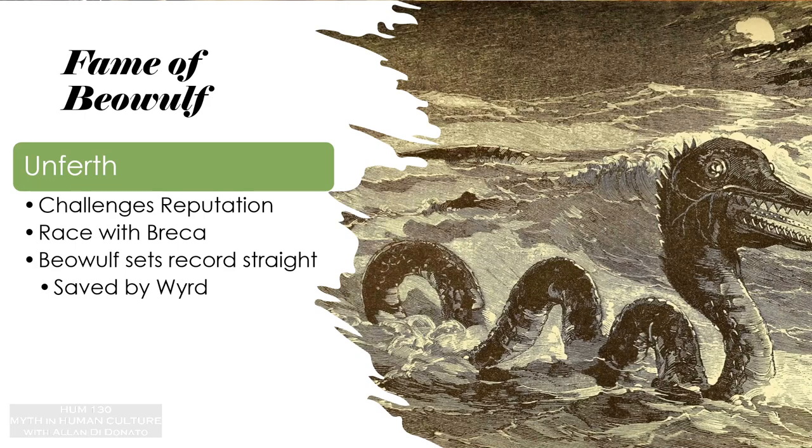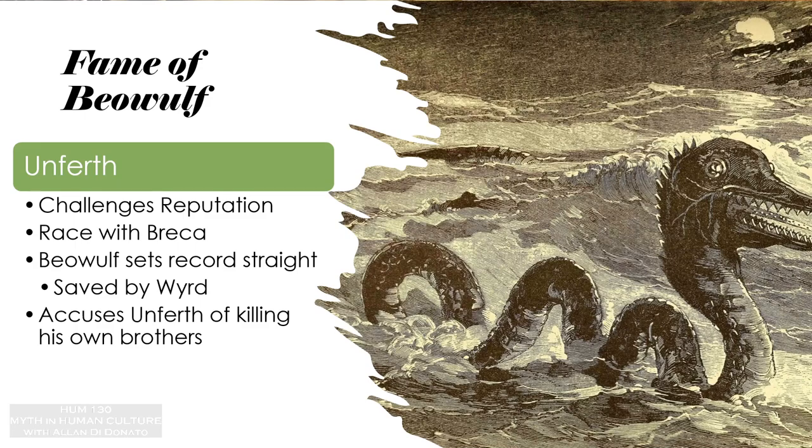Because like I was trying to say, he protects his reputation, sets the record straight, but then attacks Unferth in response. You can't just let somebody attack you verbally. You don't just want to make your defense. You want to make an assault on them. And what he does is he accuses Unferth of being the murderer of his brothers. He kills his own brothers.